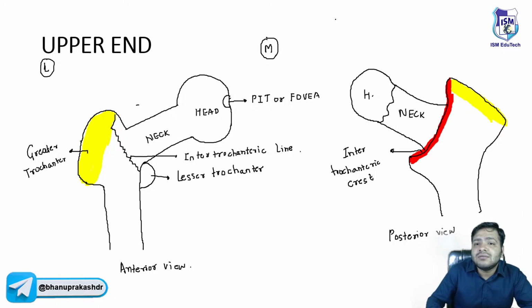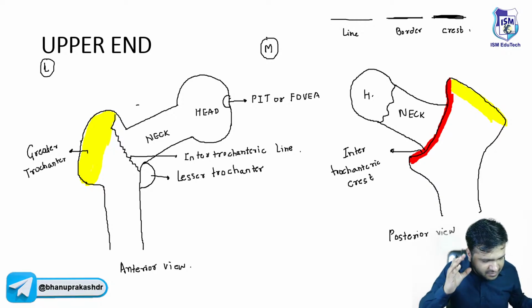देखो, एक होता है, this is called the simple line. If this line becomes a little thick, it is called a border. Like they are synonyms, I would say. And this border, if it becomes more thick, beta, it is called a crest, which is visible. So the basic understanding should be like the intertrochanteric crest.